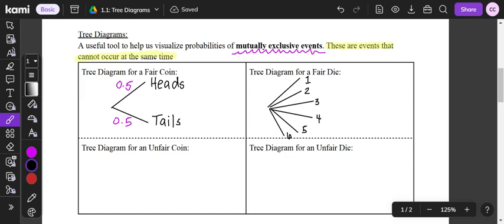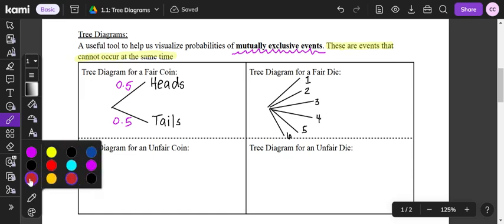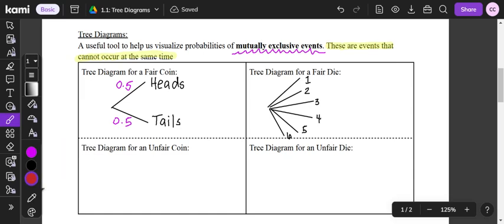Just like that. So a little bit more branches, kind of a crazier picture, but it's still just a tree diagram for this situation. And of course, we can go ahead and label our probabilities again. For a fair die, we have a 1 out of 6 chance of getting each of these. So I can label each branch 1 out of 6. Just like that. This is what a fair die would look like.